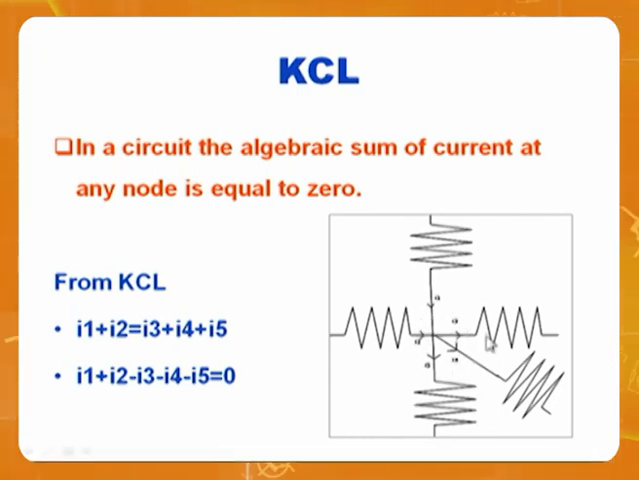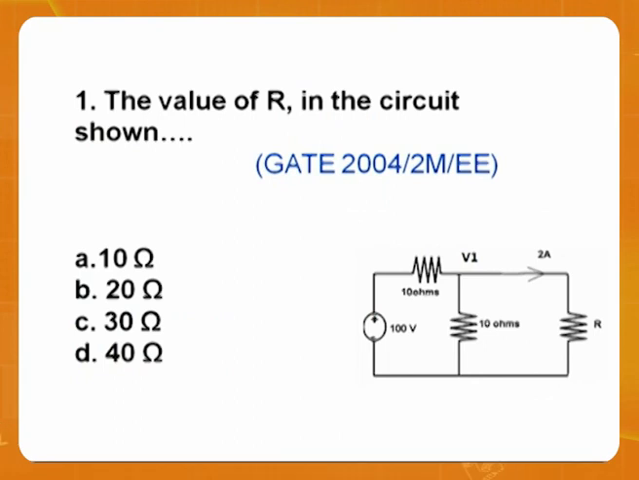I3, I4, and I5 are leaving. So 2 currents are entering, 3 currents are leaving. This is the meaning: entering is equal to leaving. So this is about KCL. Now I am going to problems, let us see the problems given in the previous examinations.